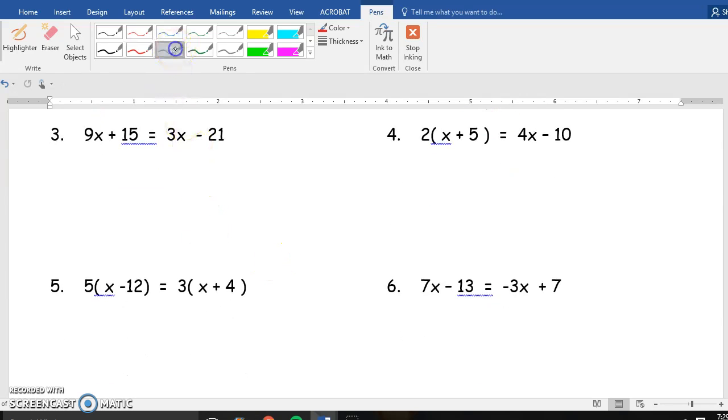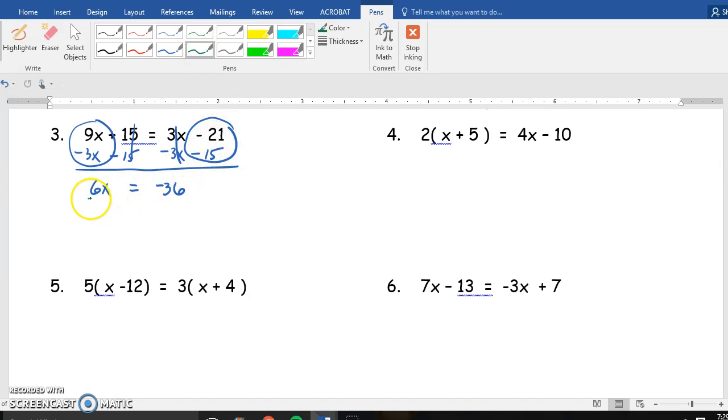Now number 3 is one where you'd probably get a little messed up. Okay. I know I have to bring the x's over, so I'm going to subtract that 3x. Line it up under the 9x. Then I'm going to subtract the 15. When I perform these operations vertically, 9x minus 3x is going to give me 6x. 15's eliminate, 3x's eliminate, equals negative 21 minus 15. You have to make sure you add these properly and you get negative 36. You have to bring down that negative with it. Now I can go ahead and divide by 6, and x is equal to negative 6.